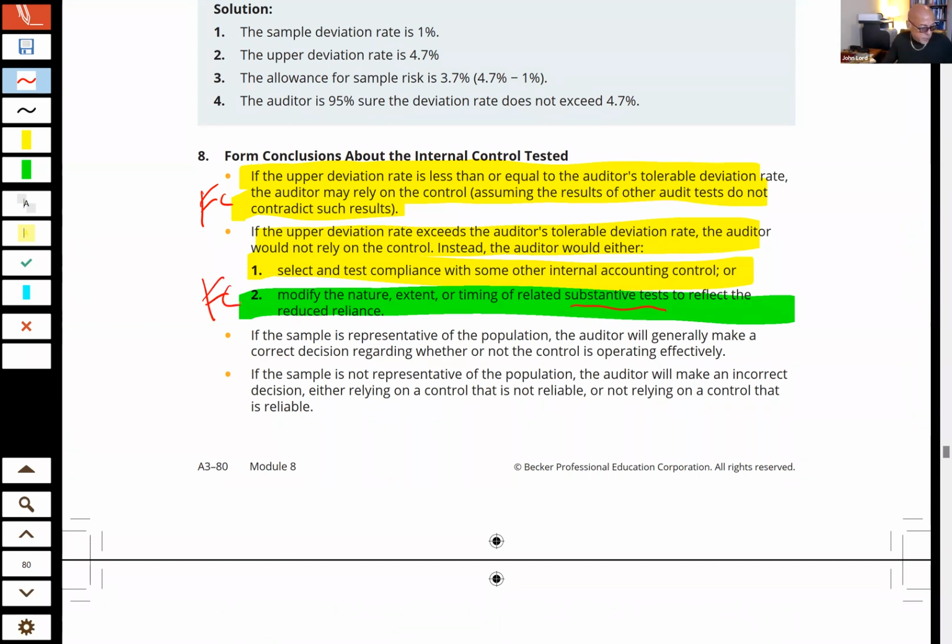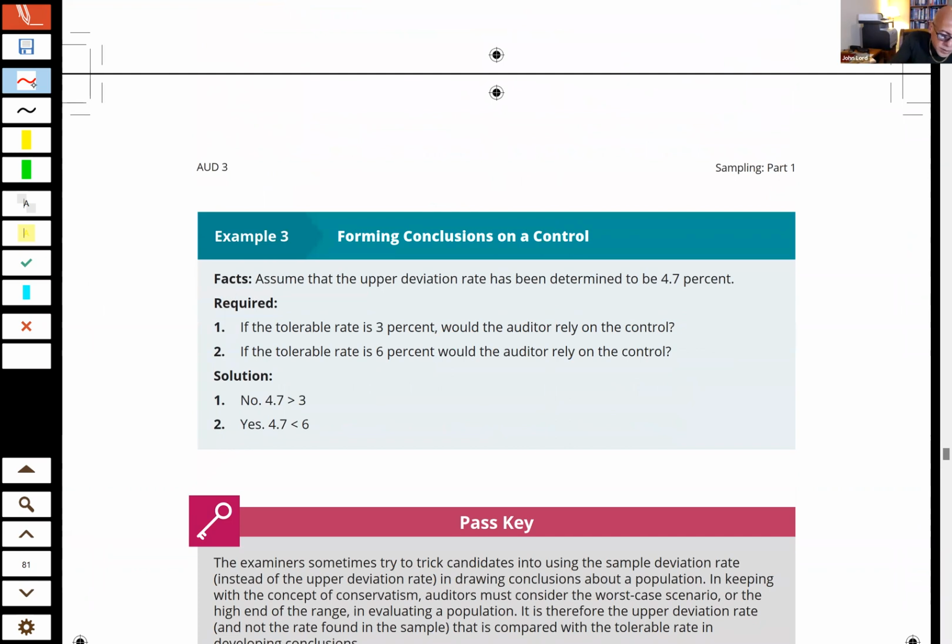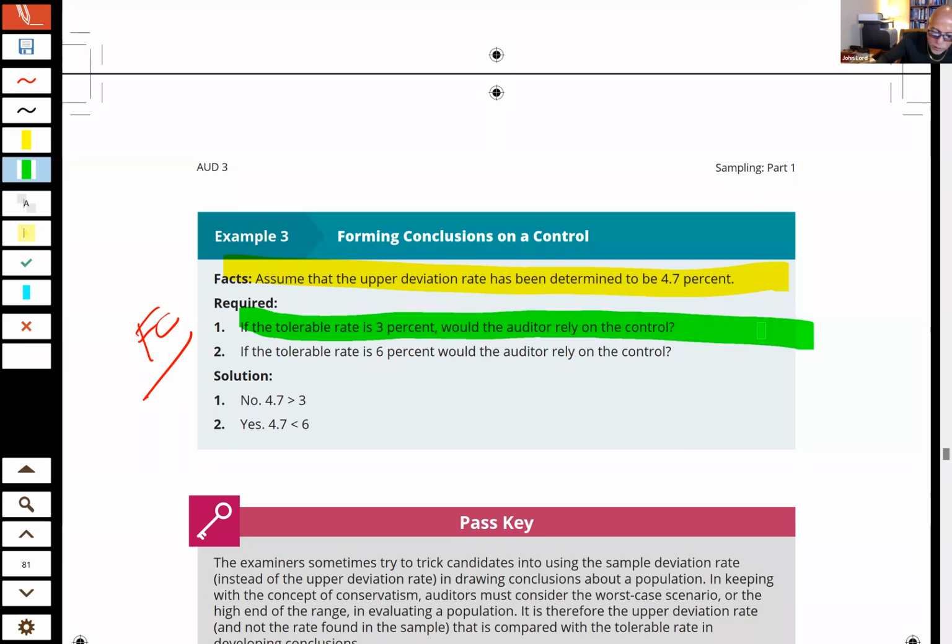And then let's go ahead and take a look at the next page example. And I want you to actually flashcard this example. So you practice with this while you're looking at your flashcards. Okay. So assume the upper deviation rate, as we saw from the example, is 4.7%. Now, if the tolerable deviation rate was 3%, the auditor would rely on the control. The auditor would be happy, right? Because I was willing to accept.